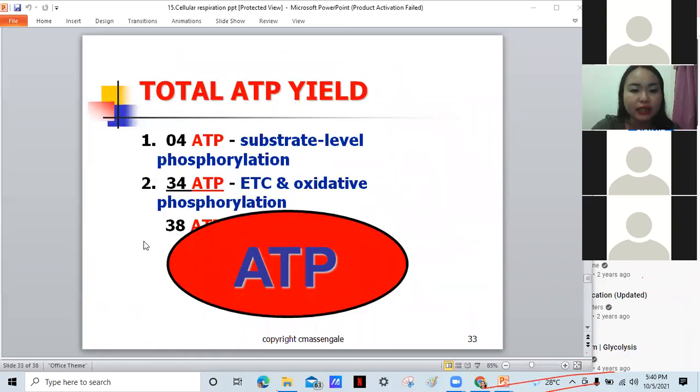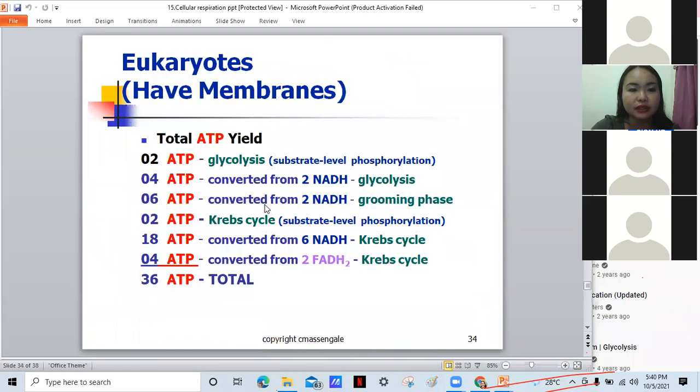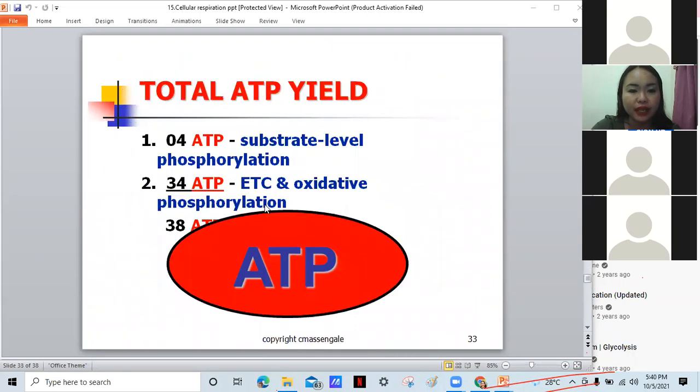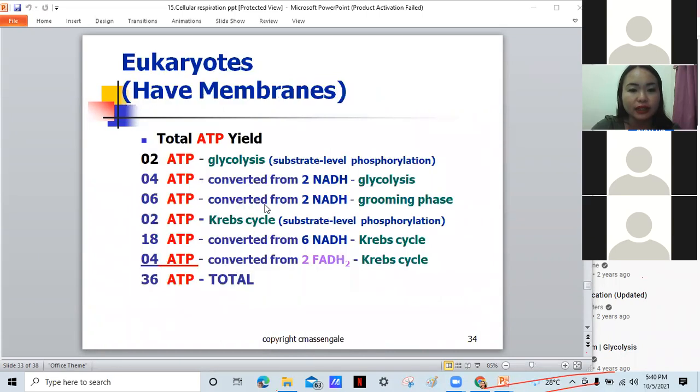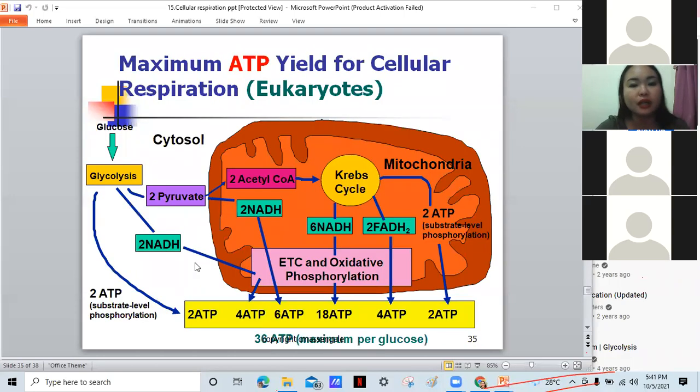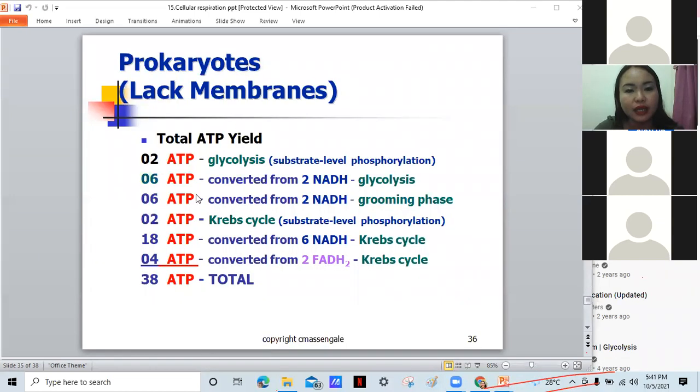So the total yield is 38 ATP. But for eukaryotes, the organisms which have membranes, it is only 36, and it's shown here on this figure, the total of ATP. And for prokaryotes, which have no membranes, it is more, which is 38.